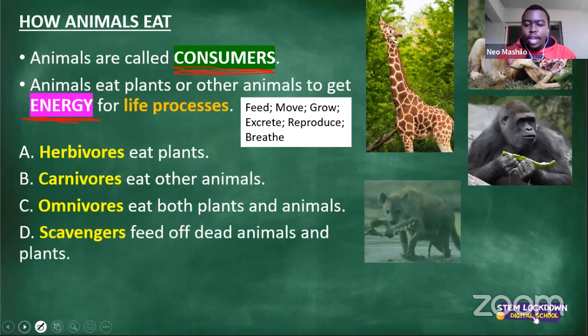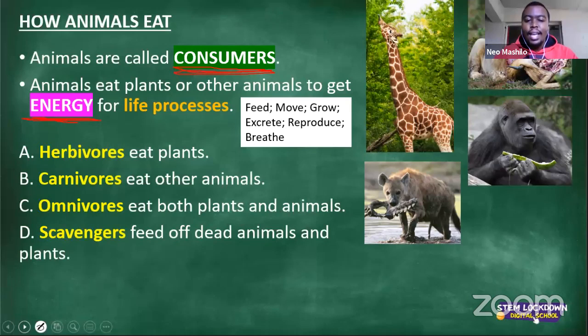A scavenger is an animal that eats dead plants and animals. So these animals don't hunt for themselves. In fact, they eat what is left, what others have already caught. So if a lion catches, for example, an impala and it doesn't finish eating and it leaves, then a scavenger can come to eat the remainder of what the lion did not finish.